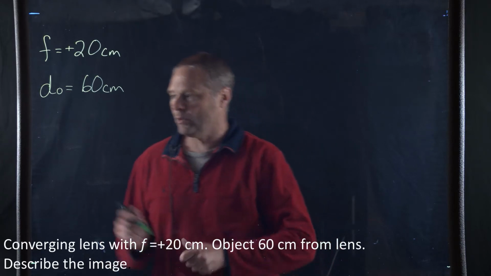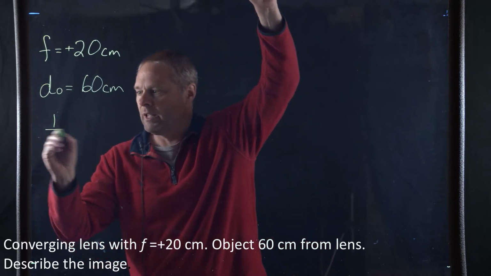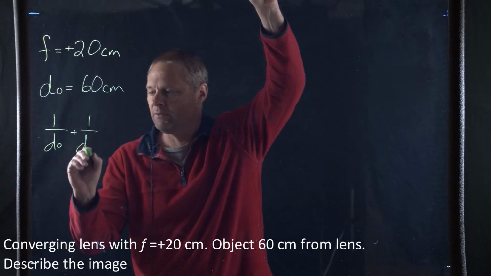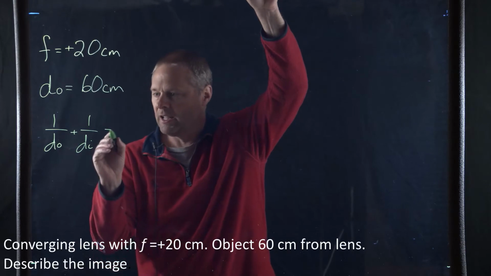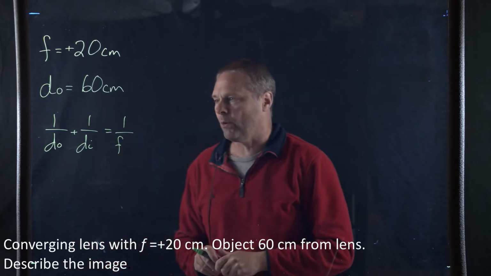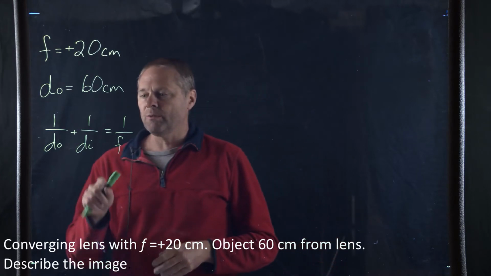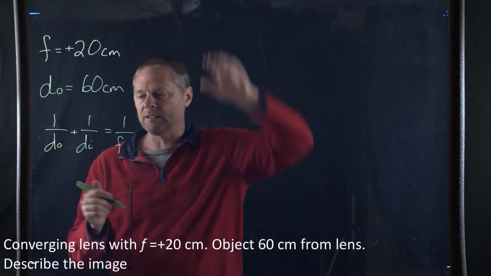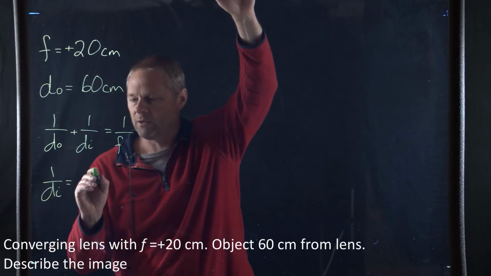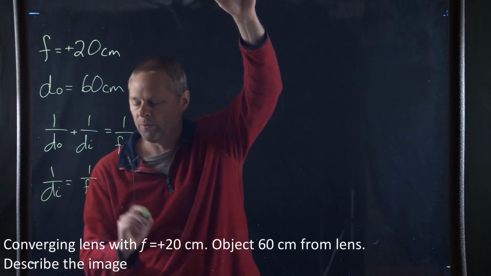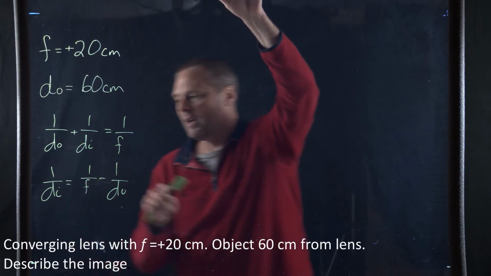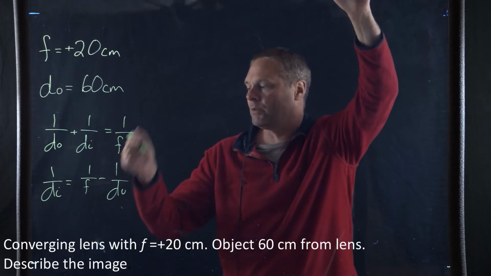And so the equation we're going to use is the inverse of the distance of the object plus the inverse of the distance of the image is equal to the inverse of the focal length. And we've seen this equation before. What we want to ultimately solve for is the distance of the image. And so 1 over the distance of the image is equal to 1 over the focal length minus 1 over the distance of the object. Now we can simply plug our numbers into this.